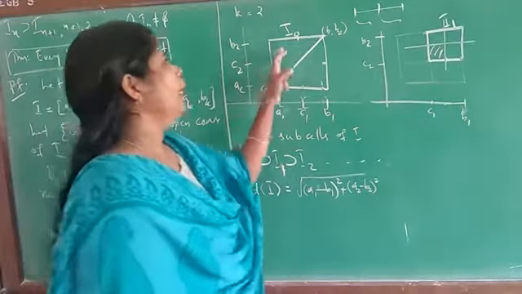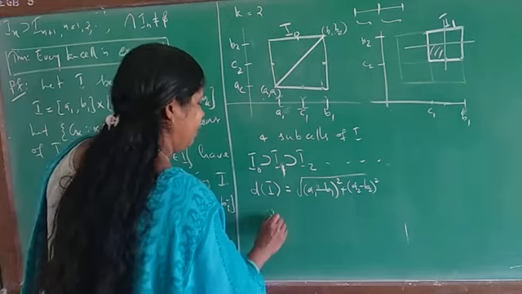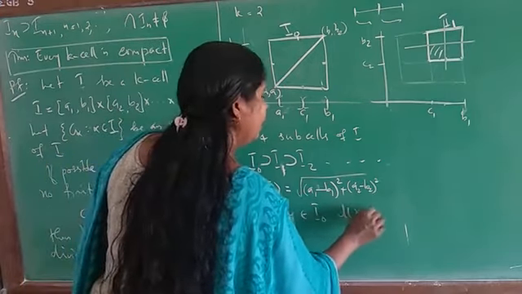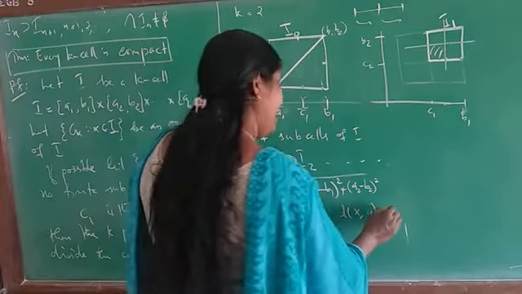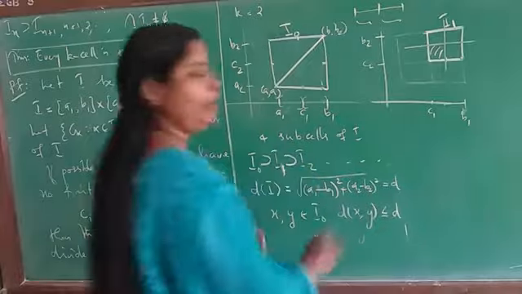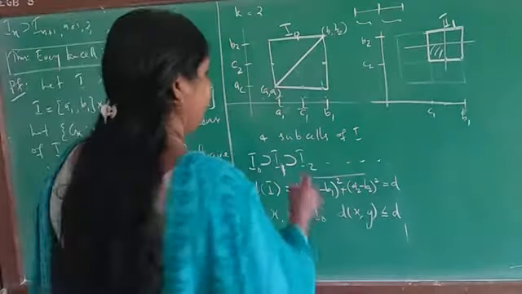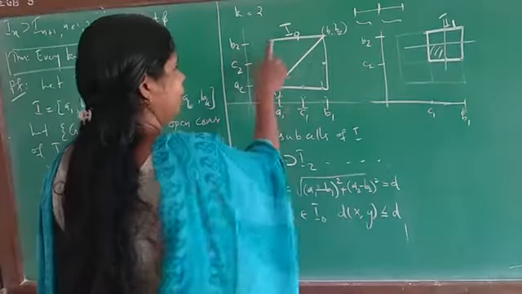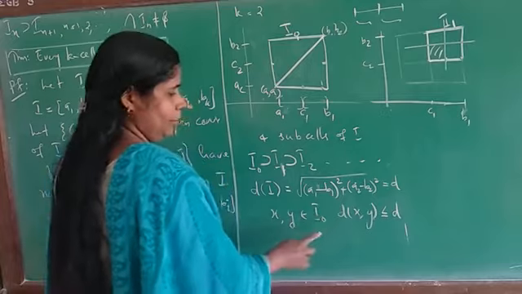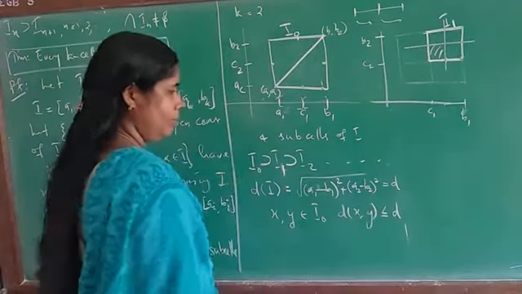You can see that for any 2 points x and y in I0, we have dxy, that is the modulus of x minus y, less than or equal to d. Because it's a closed set we may have equal to d also, for at least these 2 points. So for any 2 points the distance is less than or equal to this diameter.